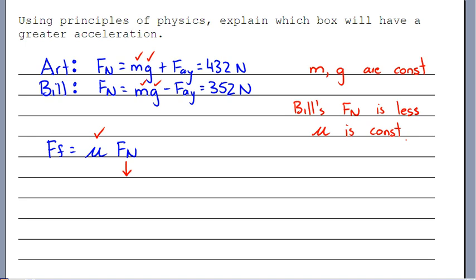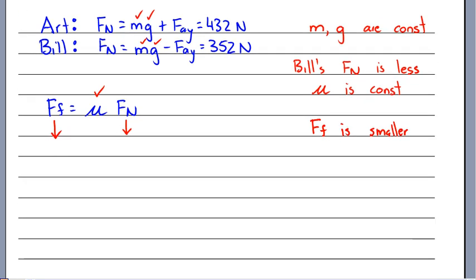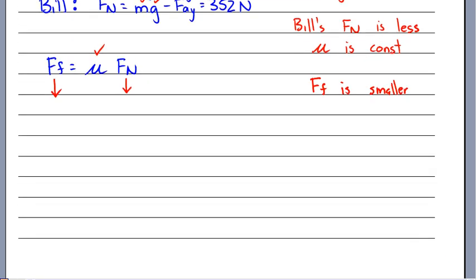Well, that makes the whole right-hand side of that equation smaller. You've got a constant mu and a smaller Fn. So if the right-hand side gets smaller, the left-hand side gets smaller. So we've established in physics court that Ff is smaller, smaller for Bill. I always like to talk about what trial 2 is doing compared to trial 1. And you might be thinking, I'm done, right? I want to walk away. Well, now you have to talk about the next big physics issue, and that's F net equals ma.